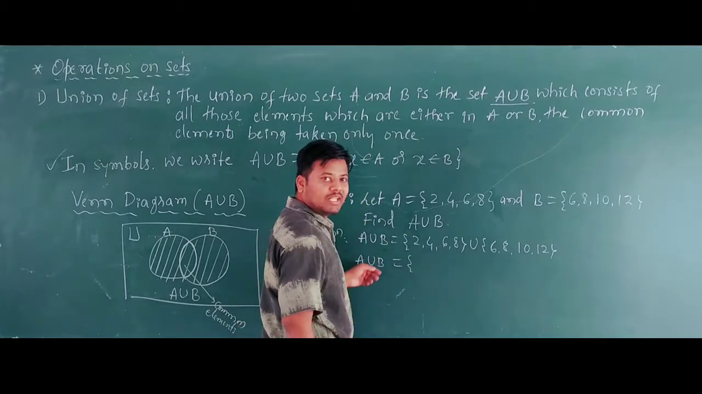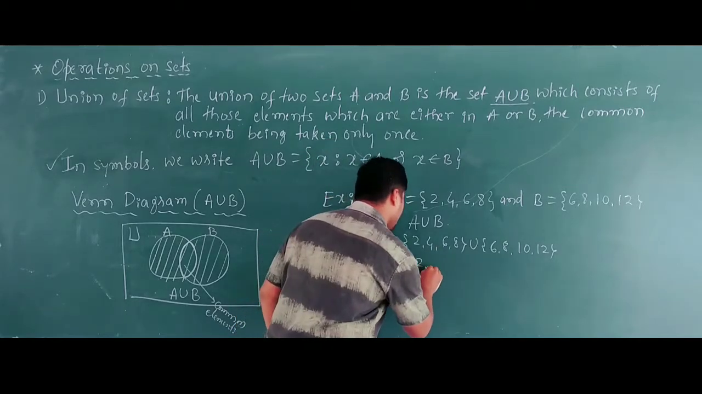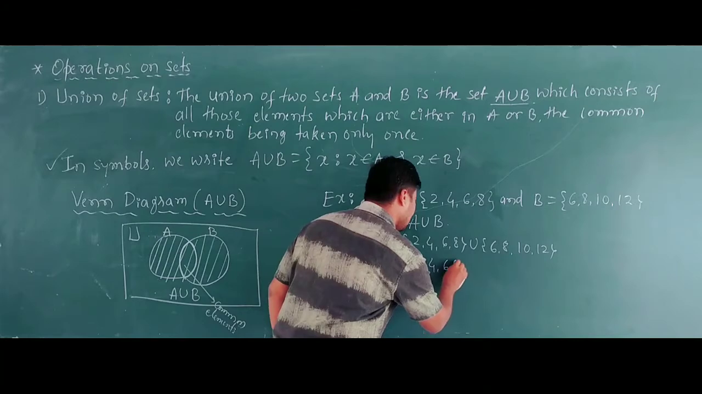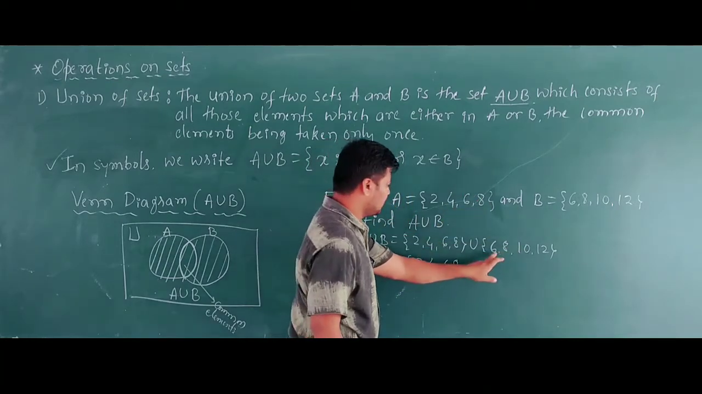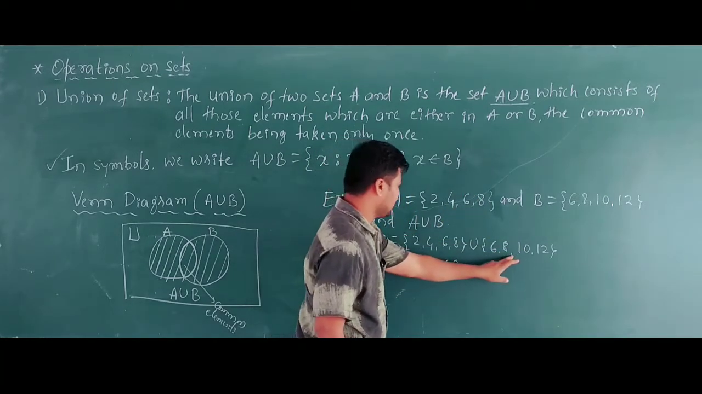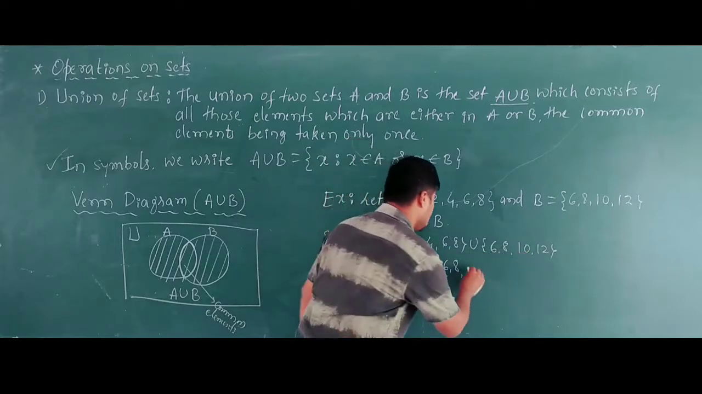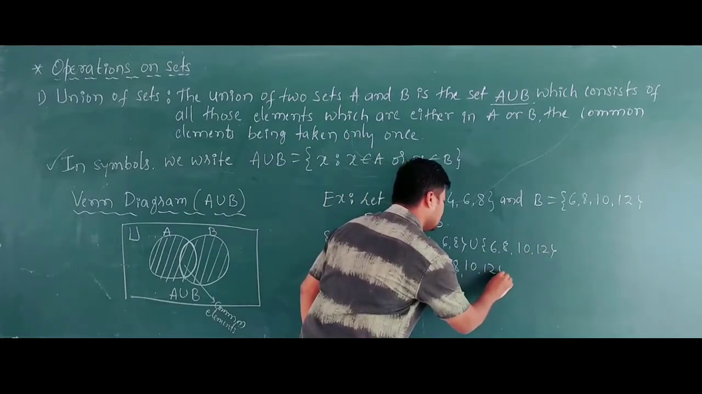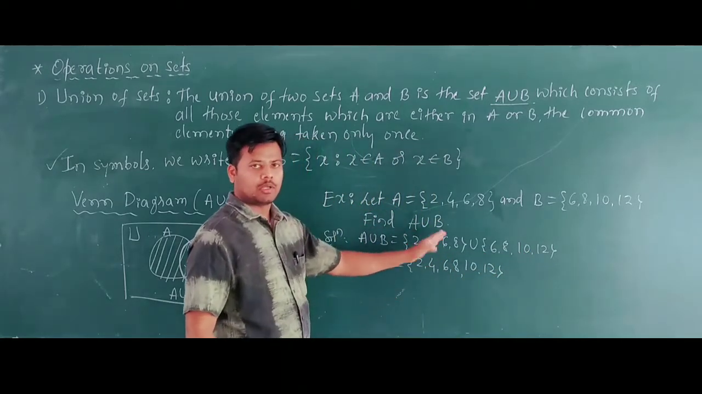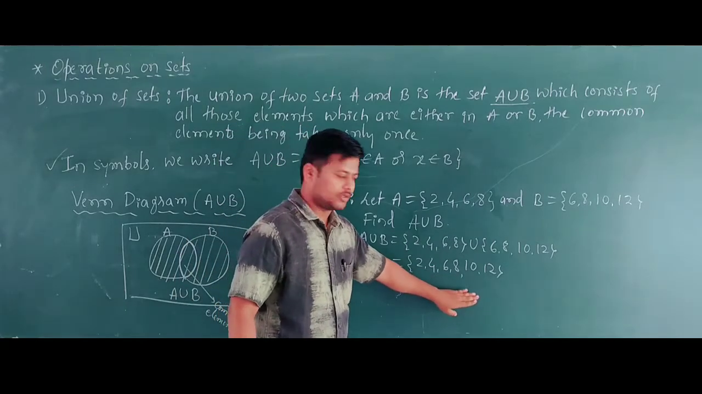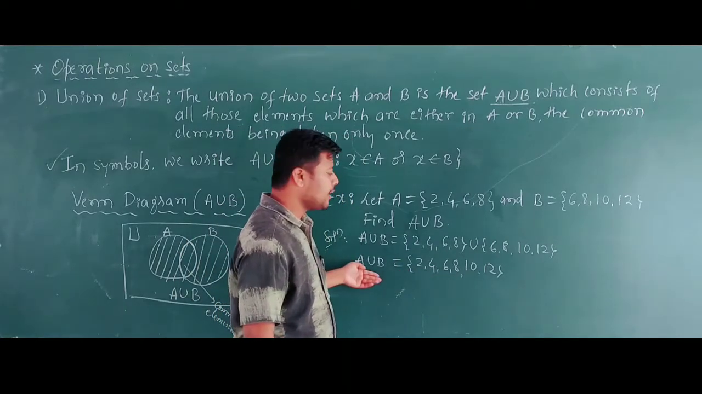First write down all the elements of set A: 2, 4, 6, 8. Next set B: note 6 is already there, 8 is already there. Next 10, 12. Don't repeat the elements. So this is A union B.